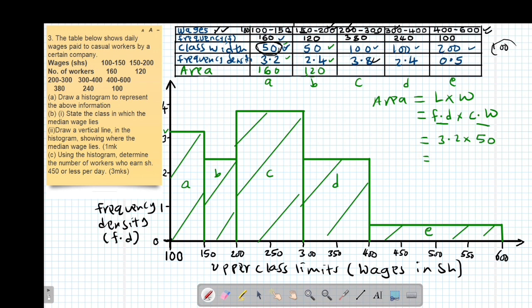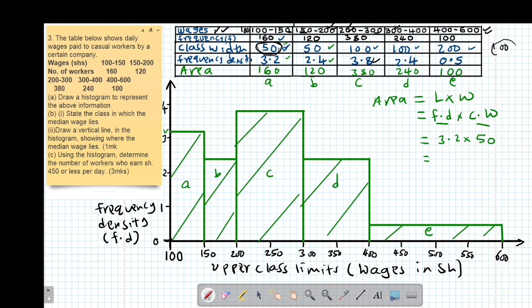Frequency density is 3.8. So this will give me 380. That is 100 times 3.8. The next one will be 100 times 2.4, which is going to give me 240. Then the last one will be 200 times 0.5. I'm going to get 100.